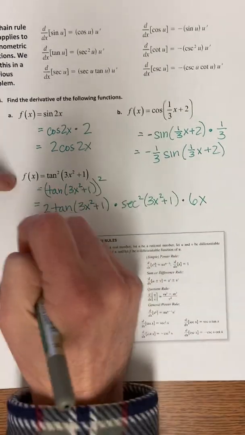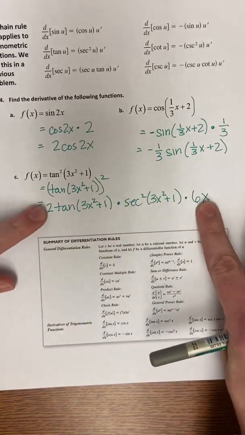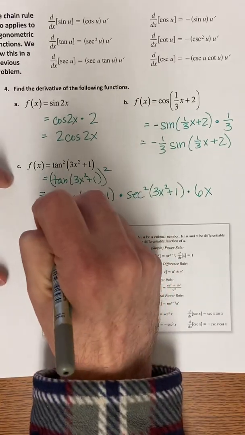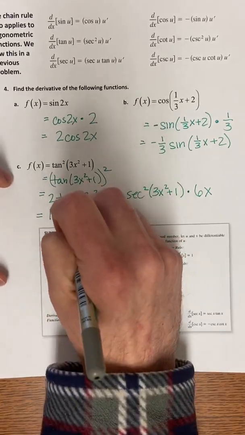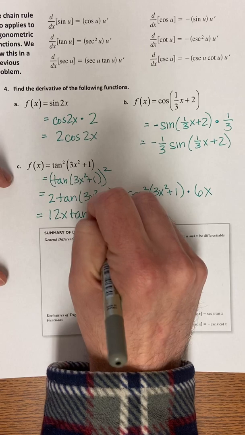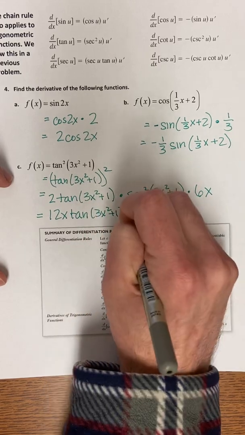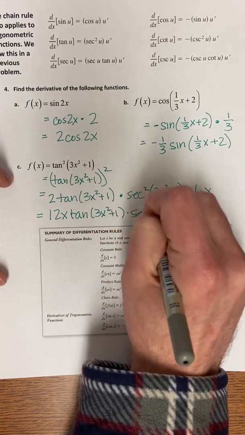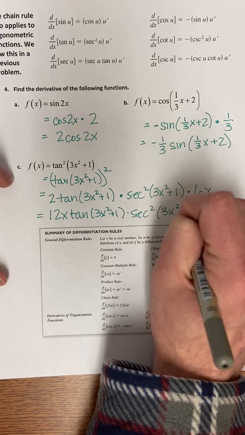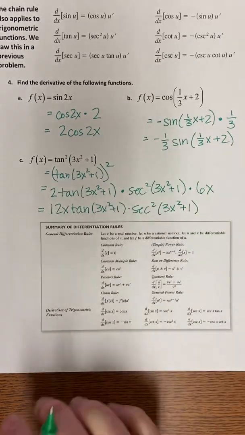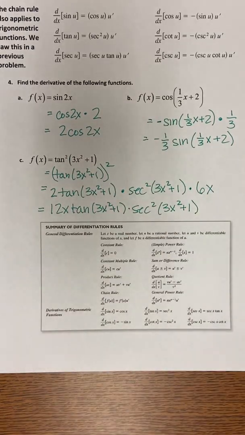So in total, this derivative is, I'm going to take the 2 times 3, 6x, 12x times the tangent of (3x squared plus 1) times the secant squared of (3x squared plus 1). So as you can see, the chain rule can get pretty complicated, but as long as you work outside in, you can get to the right thing.